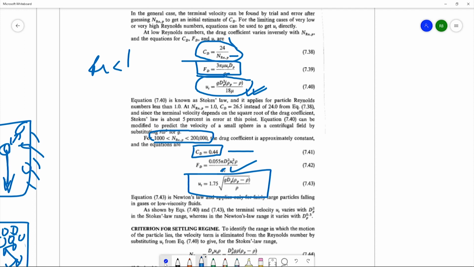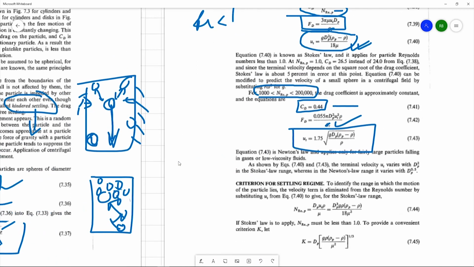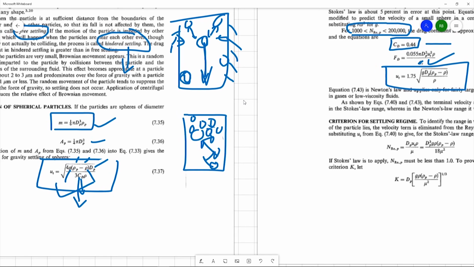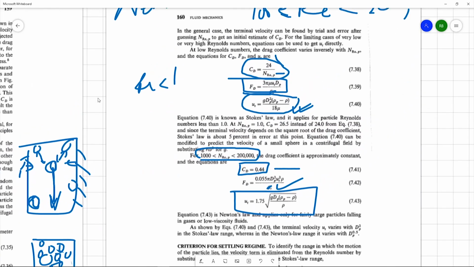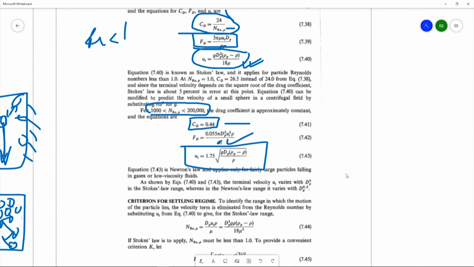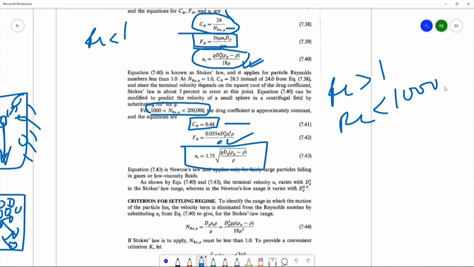So you can check here. So what about if the Reynolds number is greater than 1, but less than 1000? Then we have a transition region. In this region, you have to do trial and error to calculate the drag coefficient. We'll solve an example, and you'll know.